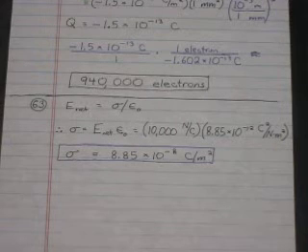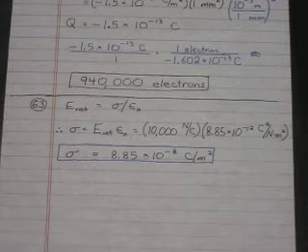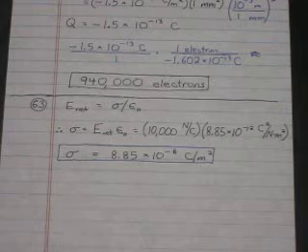So we get that sigma, the charge density on each plane, is 8.85 times 10 to the negative 8 coulombs per meter squared.